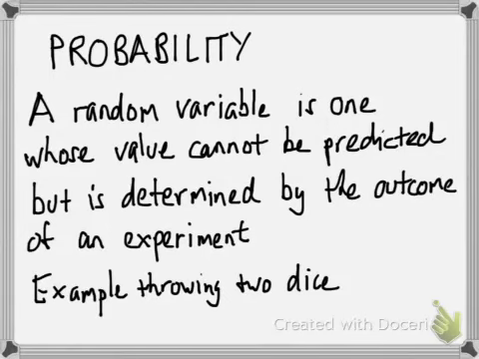Okay, as the first bit of probability, a random variable is one whose value cannot be predicted but is determined by the outcome of an experiment. Example, throwing 2 dice. So if I toss a coin or if I throw a couple of dice, I can't tell what's going to happen.